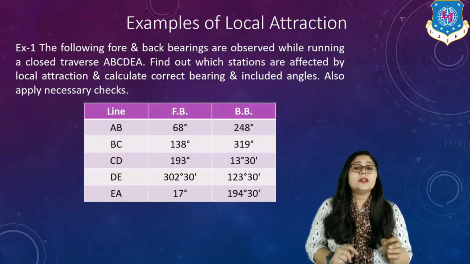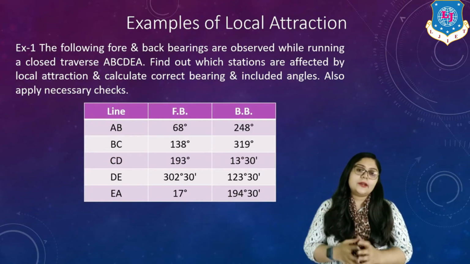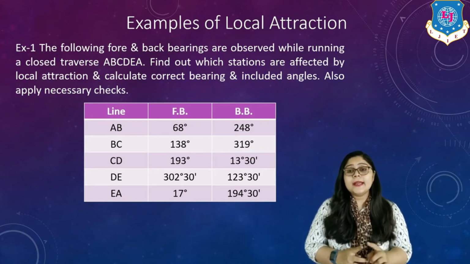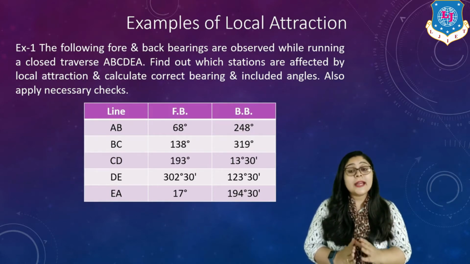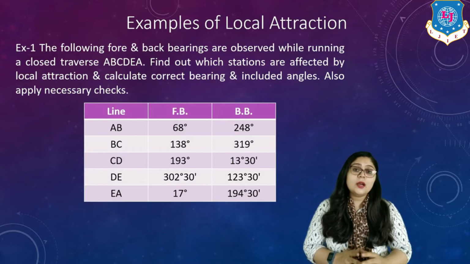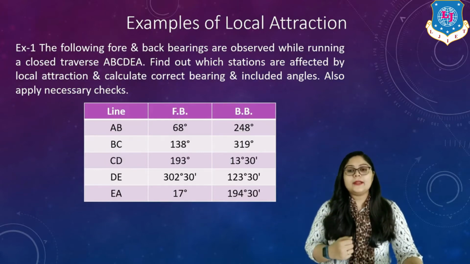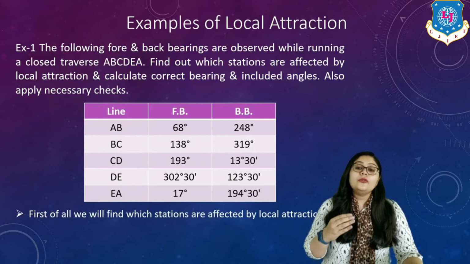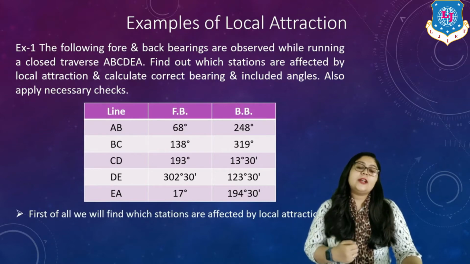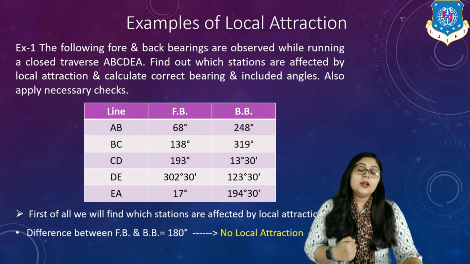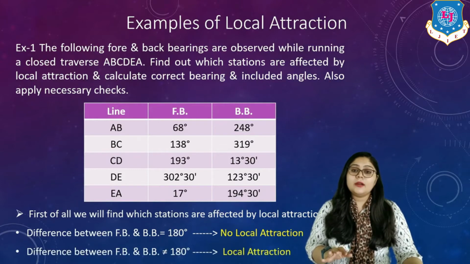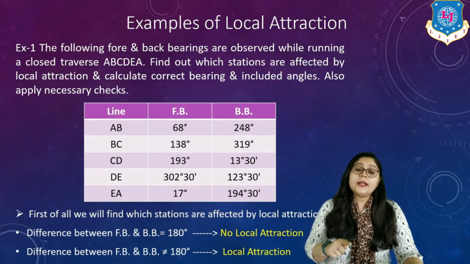That is the indication that this sum is of local attraction, right? Again, they are saying correct the bearings and find the included angles and apply the necessary checks, right? So now we have two methods, but before that, first we have to find which stations are affected by local attraction, right? So here, the difference between fore bearing and back bearing should be 180. It means there is no local attraction. But if it is not 180, it means local attraction is present.